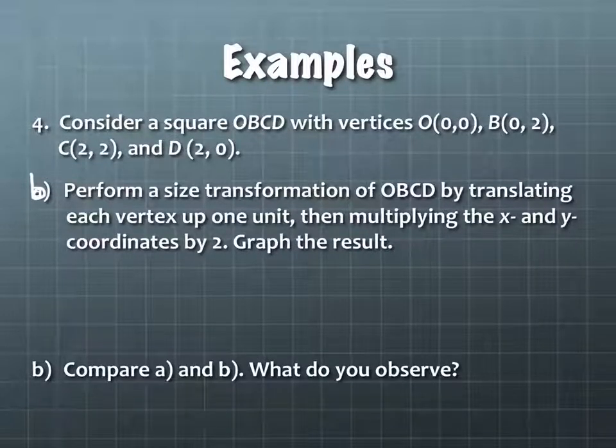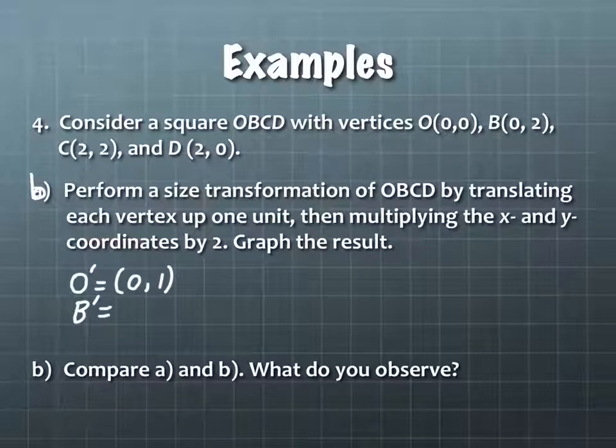translating first everything up 1, and then second, we're going to double the coordinates, okay? And we're going to find the graph of the result. So, O, again, we're going to do this in order. So we're going to add 1. So it originally was 0, 0, so now it's 0, 1.